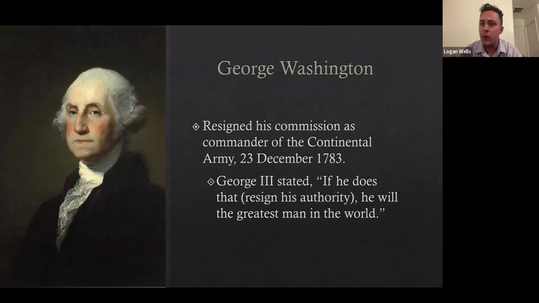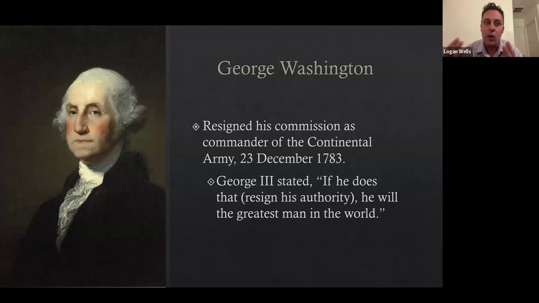The Continental Congress was not popular. They were seen as quite ineffective, as quite feckless, incapable of actual good governance. But Washington, recognizing the importance of giving up power, setting an example, which wouldn't be the first time he did this, resigned his commission. And King George III, when he heard about this, stated that if he does that, if he resigns his authority, he will be the greatest man in the world, right?